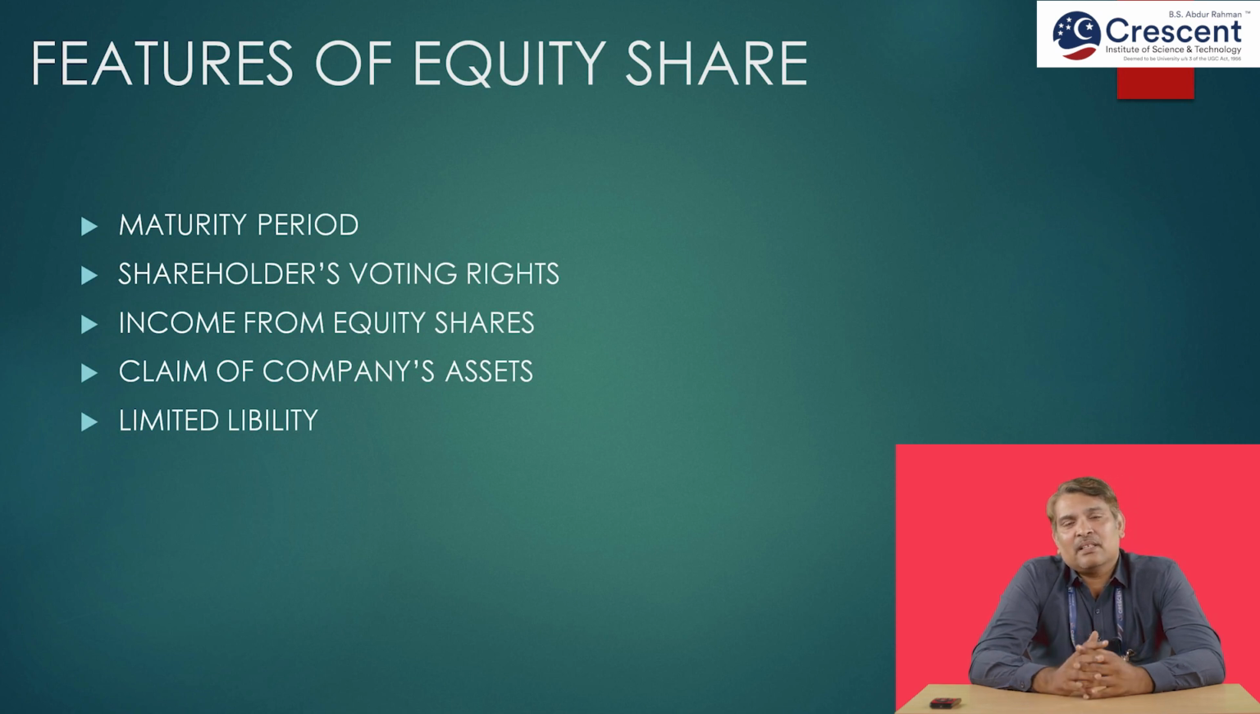Okay, and the fourth point is a claim on the company's assets. So when the company is about to liquidate, they want to close the company. In such a case, they first settle the creditors, then the preference shareholders, and whatever has been left will go to the equity shareholders.